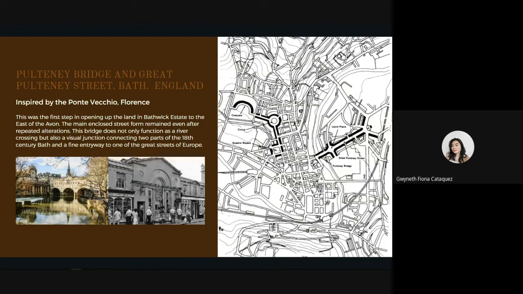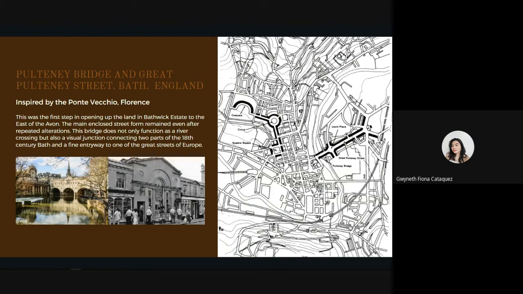The next one is the Pultney Bridge and Great Pultney Street in Bath, England. Robert Adam built the Pultney Bridge and he used the Ponte Vecchio as an inspiration. The owner of the bridge is Sir William Pultney. He was the one who commissioned Adam to design the bridge that was built between 1769 and 1774.